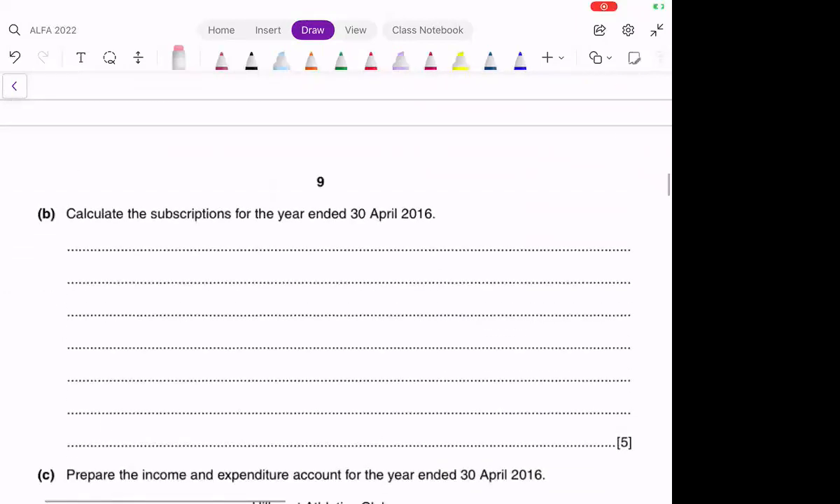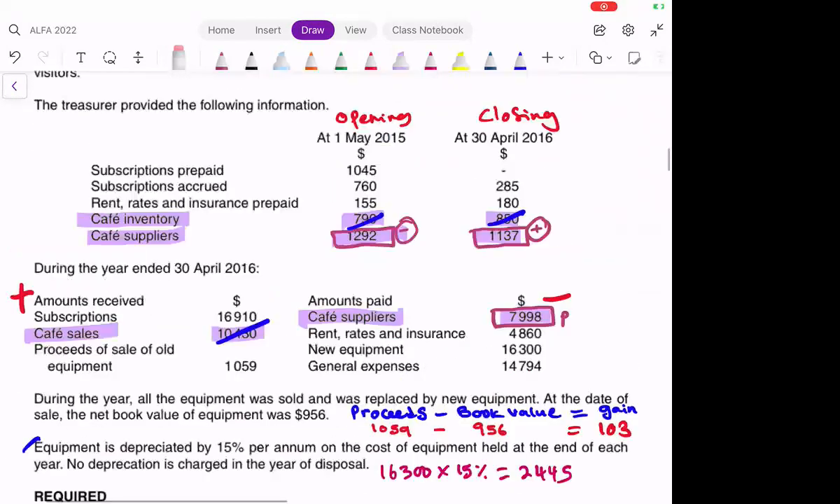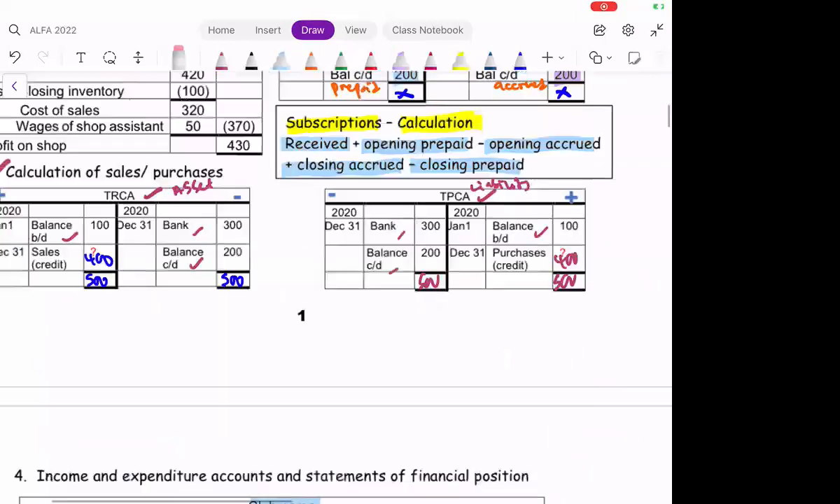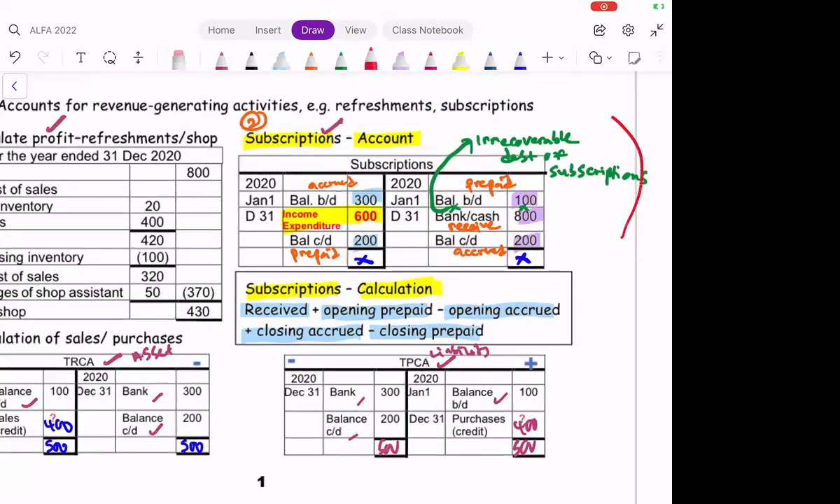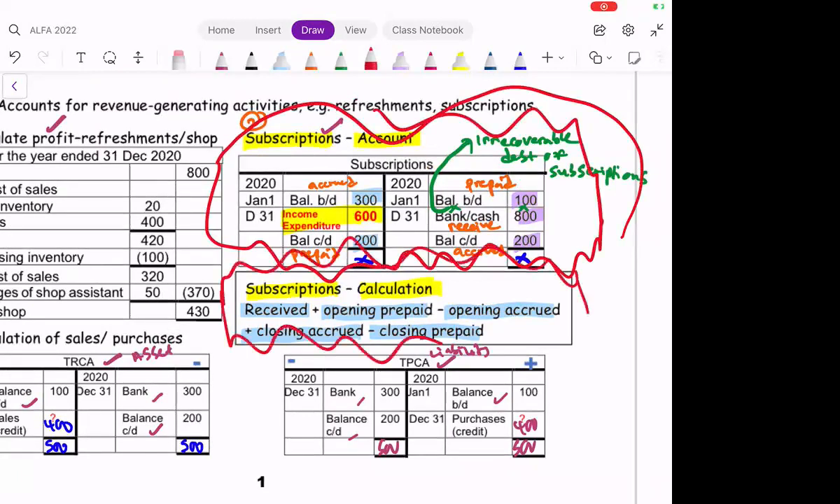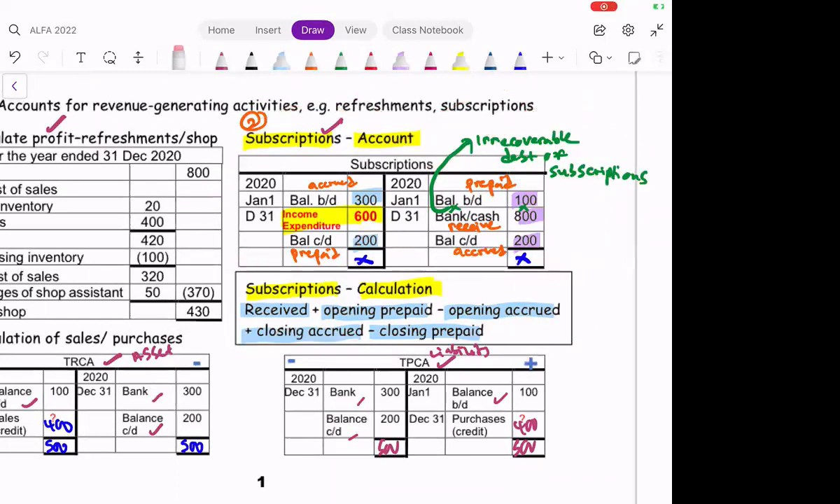Okay, next one. The question asks me to calculate the subscription for the year. To calculate the subscription for the year, just now I gave you two ways. One, you prepare the account. Another one, you use the calculation. My advice for you, always prepare the account, it's easier. And definitely you will get marks for that.